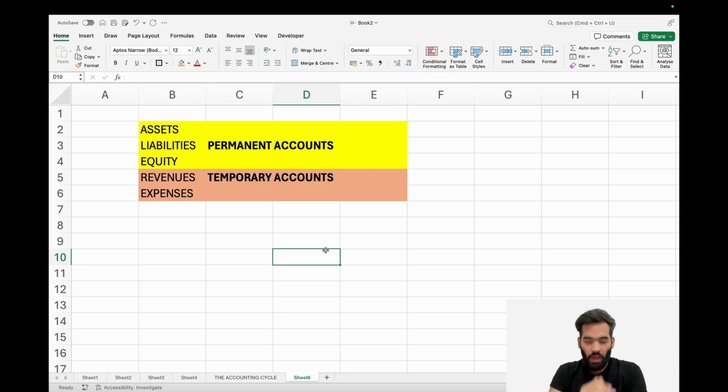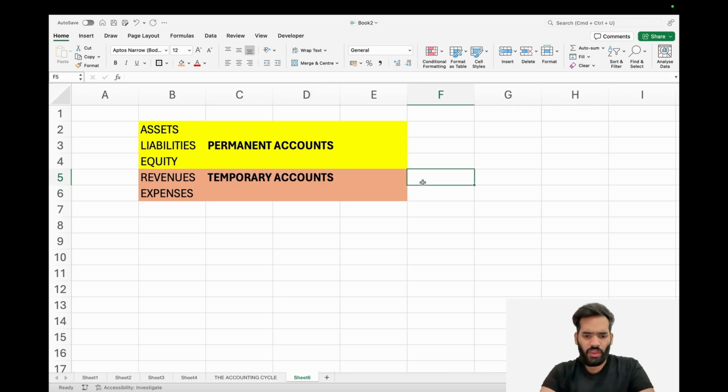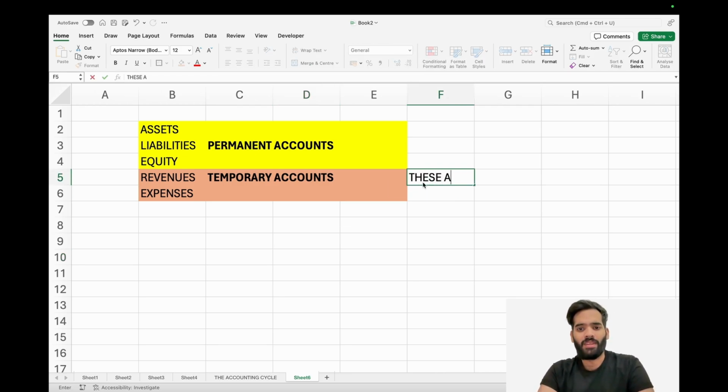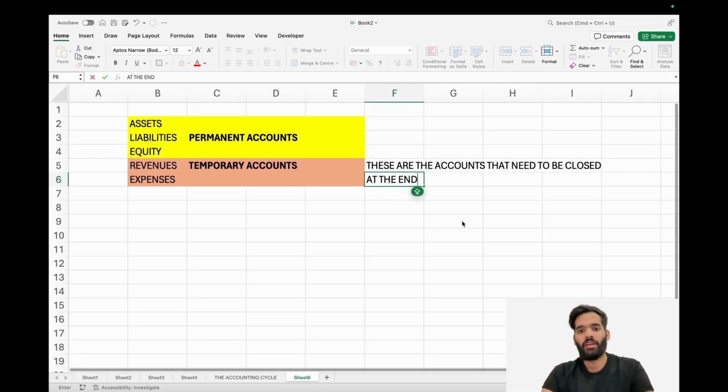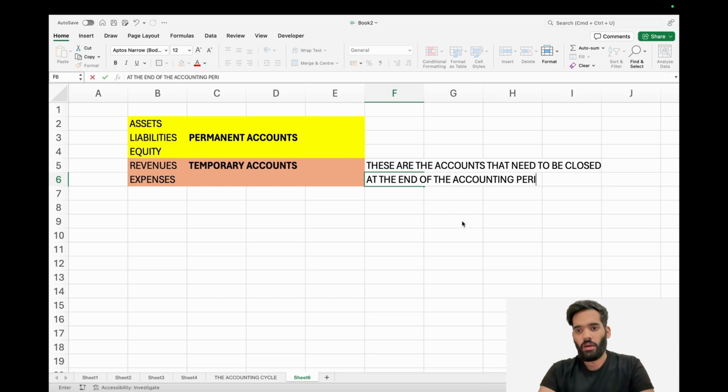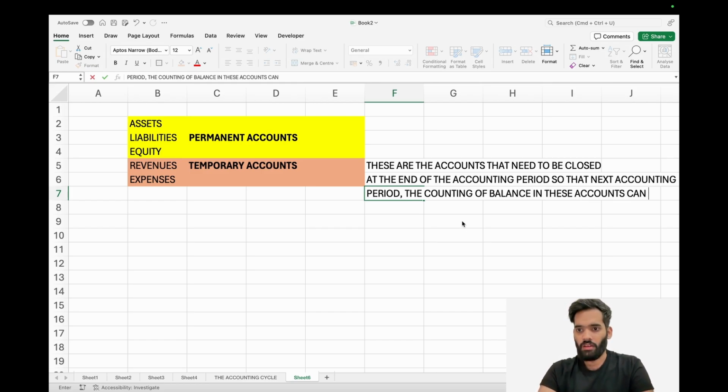So just to say that again, let me also write this here for you. These are the accounts that need to be closed at the end of the accounting period. Again, that's usually a year, so that in the next accounting period, the counting of the balance in these accounts can start from zero.